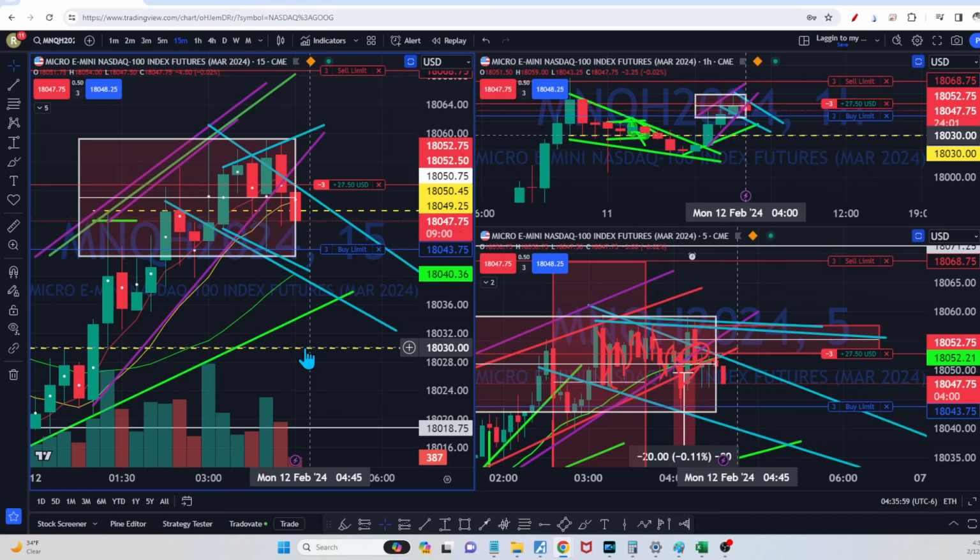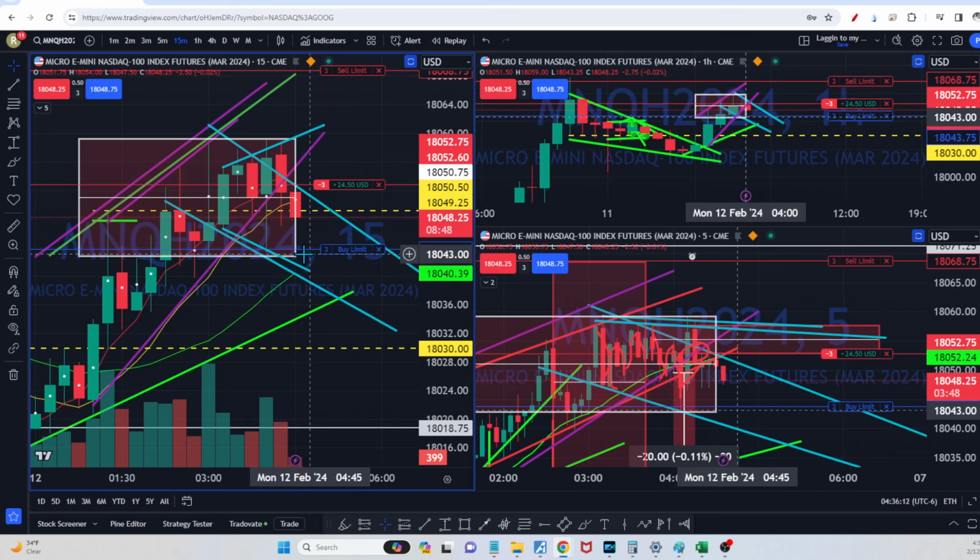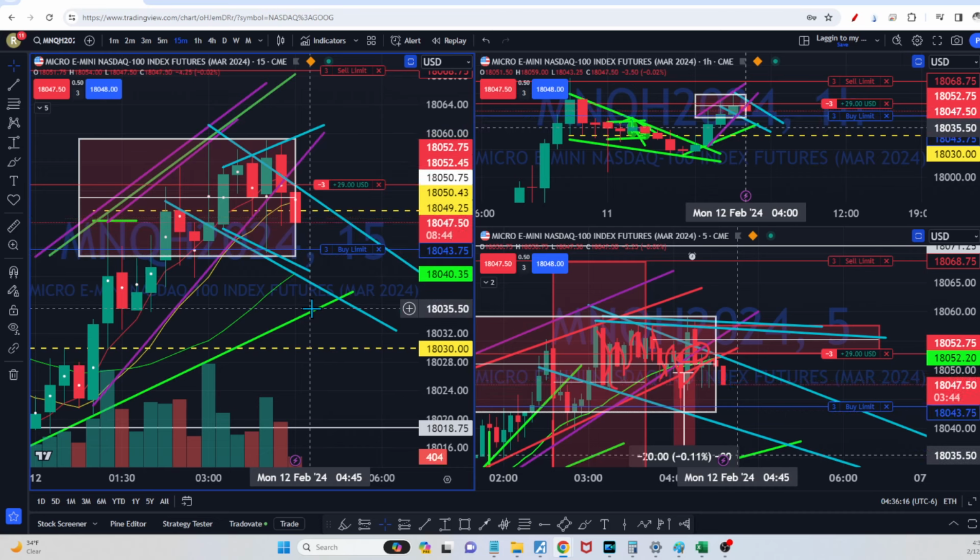Takes out that low of that last candle. It'll be the first time since back here selling the low of the candle has made money. So let's see what it does here. If it takes out the low of that candle, I think it's going to come below here to the bottom of this range. Come on down here, baby. That's where liquidity is. Come on down here.